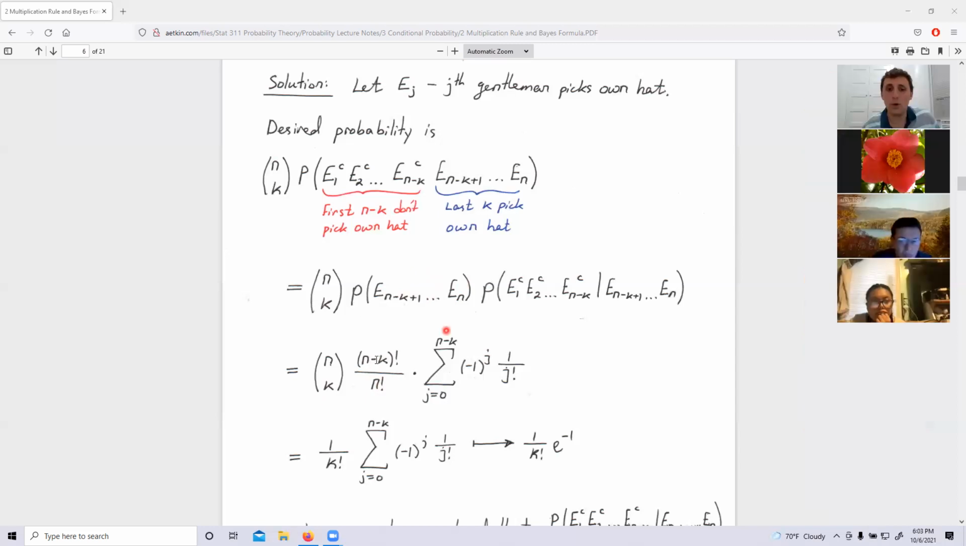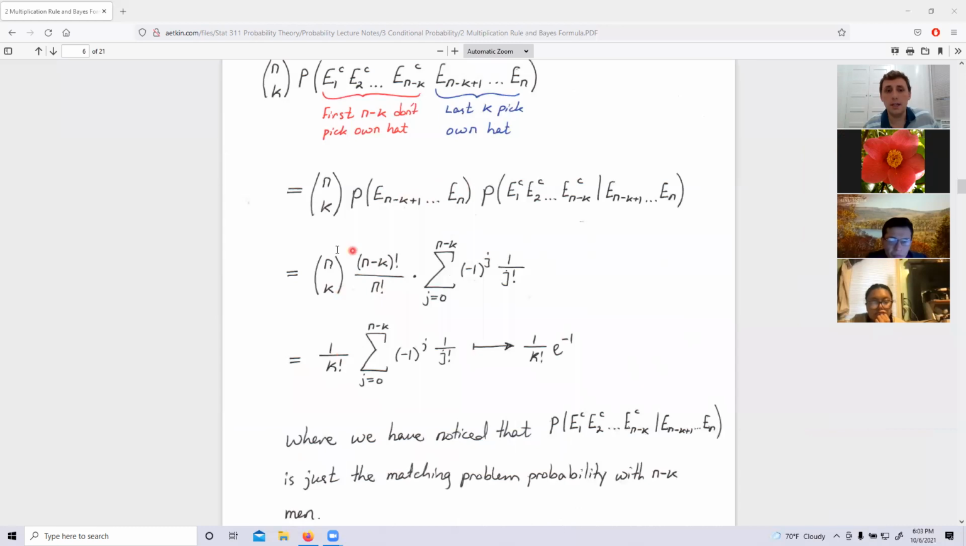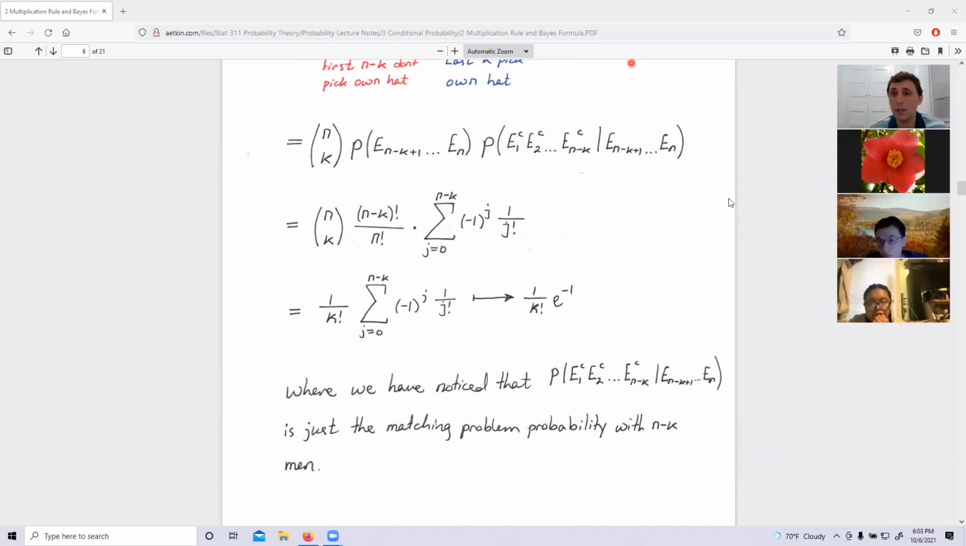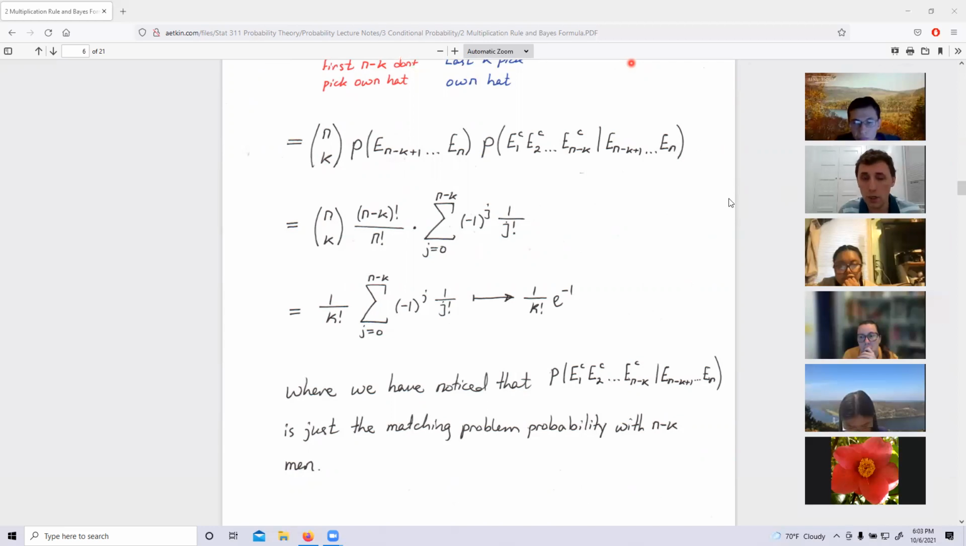And then when we expand this thing, I can take these numbers and simplify, and what I obtain is 1 over k factorial. So that means the probability that exactly k people pick their own hats is 1 over k factorial times e to the power of minus 1. Once we go to chapter 4, you will recognize that this is very special and happens very frequently. It's known as a Poisson random variable.